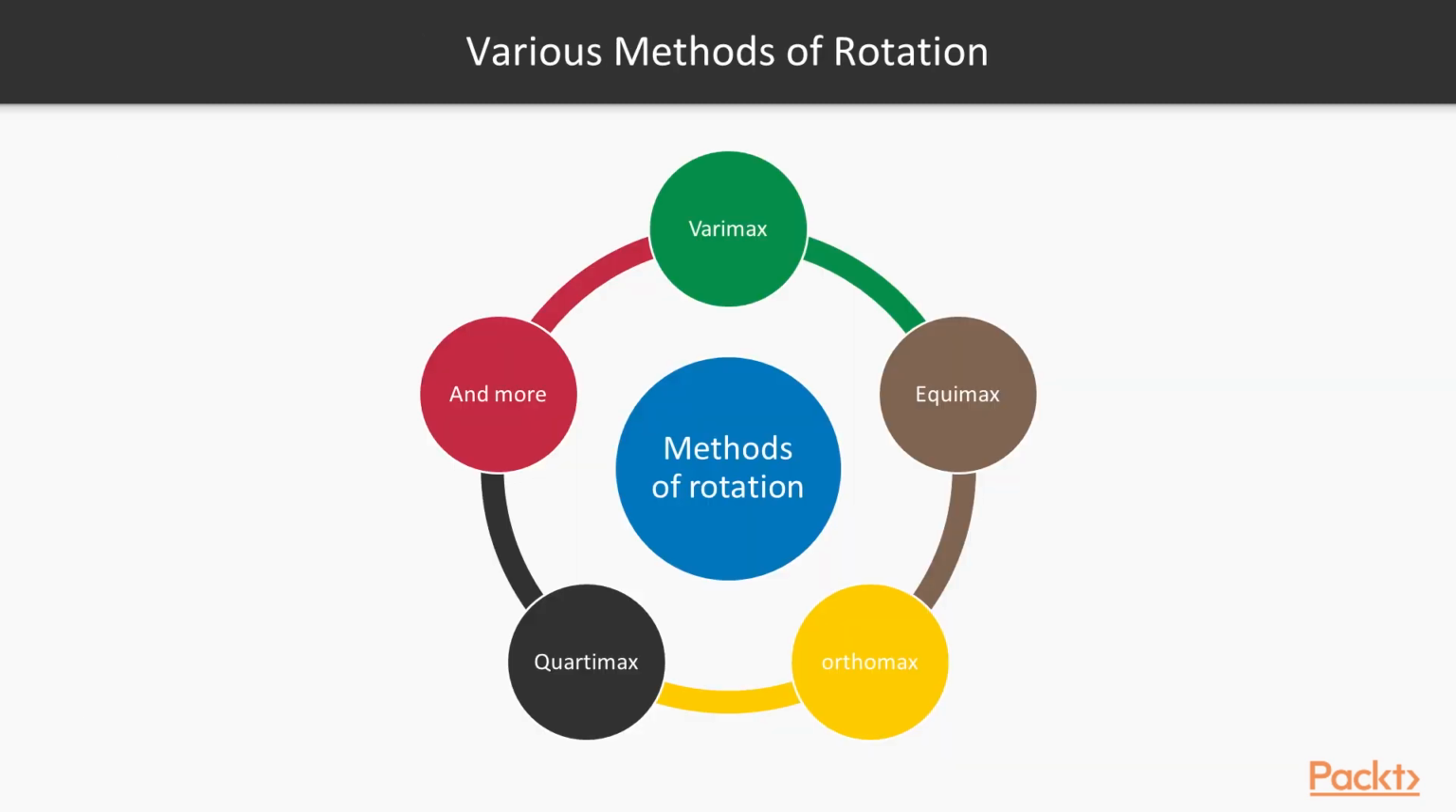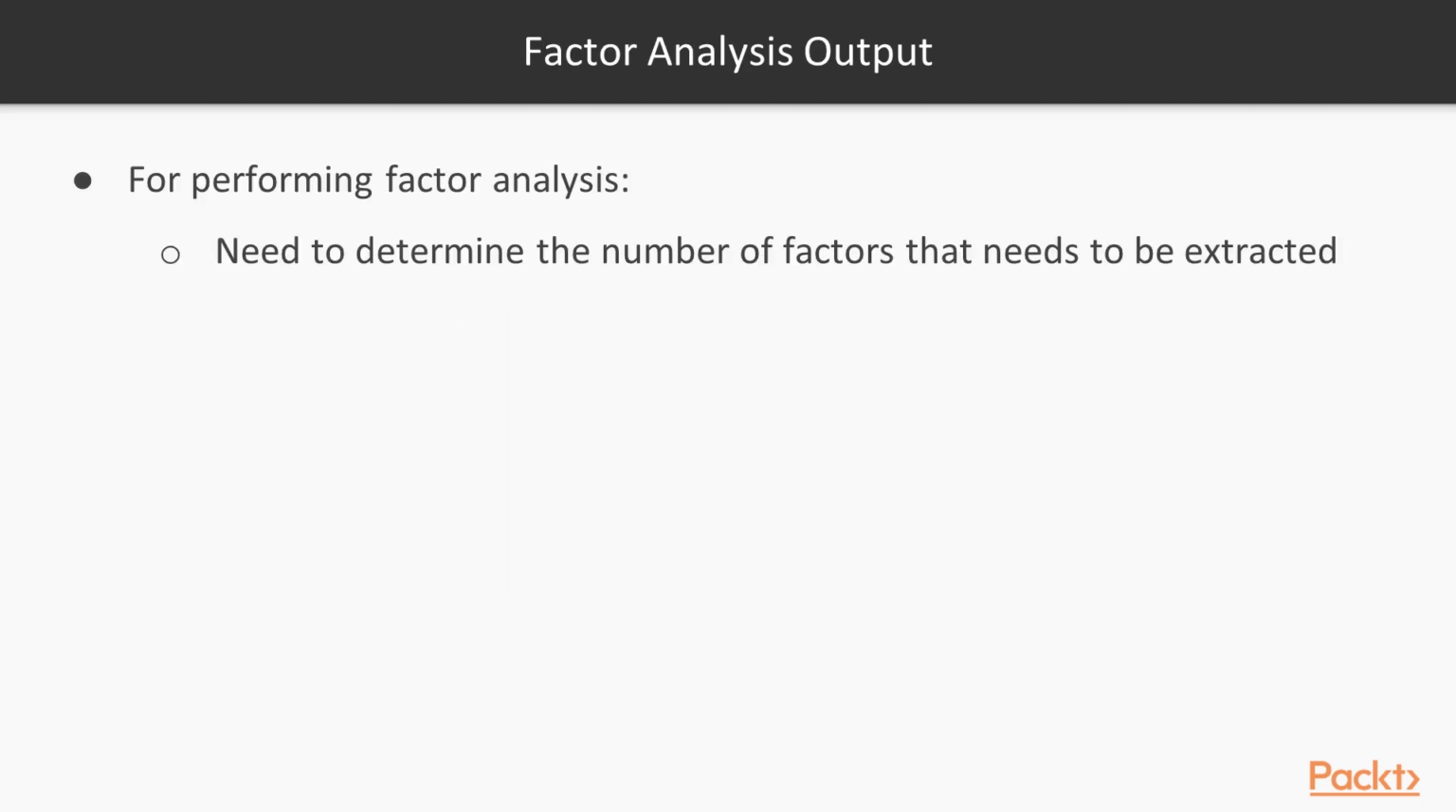There are various methods of rotation which are also available, like Varimax, Equimax, Orthomax, Quantimax, etc. When we look at the example, we will see how we can use these different methods of rotation. For performing factor analysis, you also need to determine the number of factors that need to be extracted.